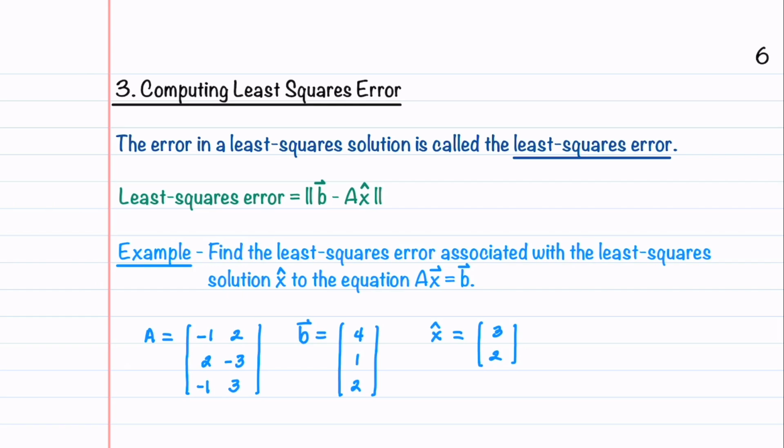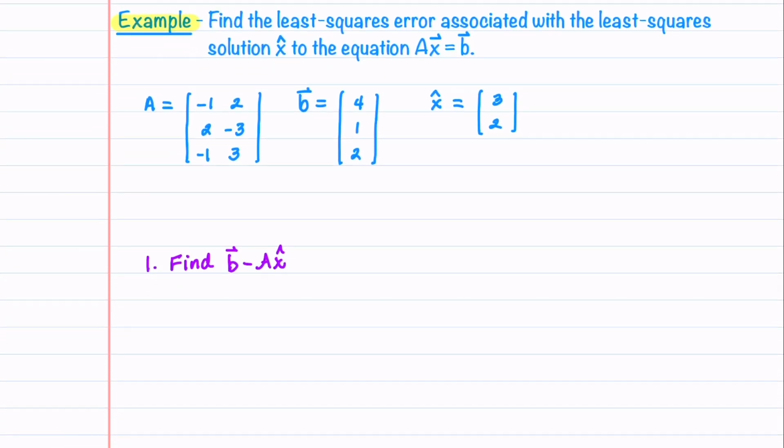Let's now talk about how to compute the least squares error. The error in a least squares solution is just called the least squares error. Our least squares error is defined to be the magnitude of vector b minus A times x hat.